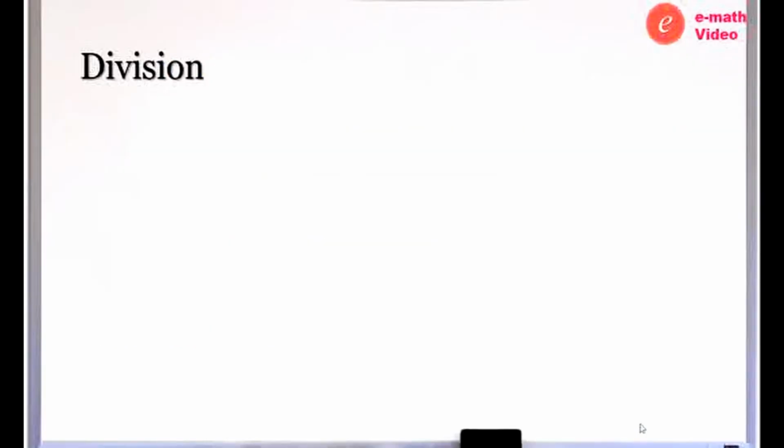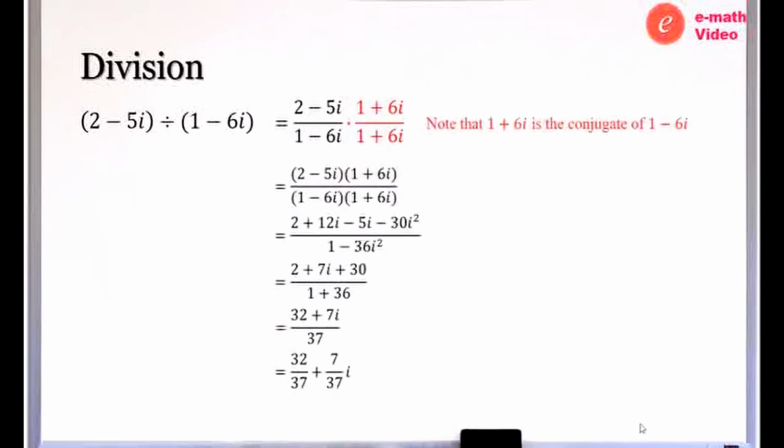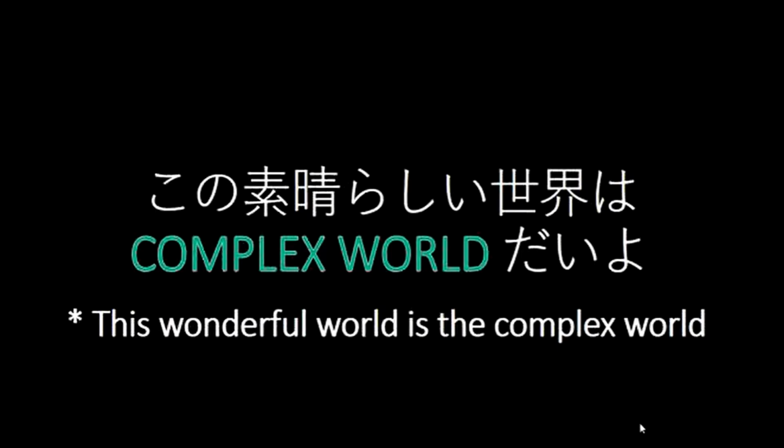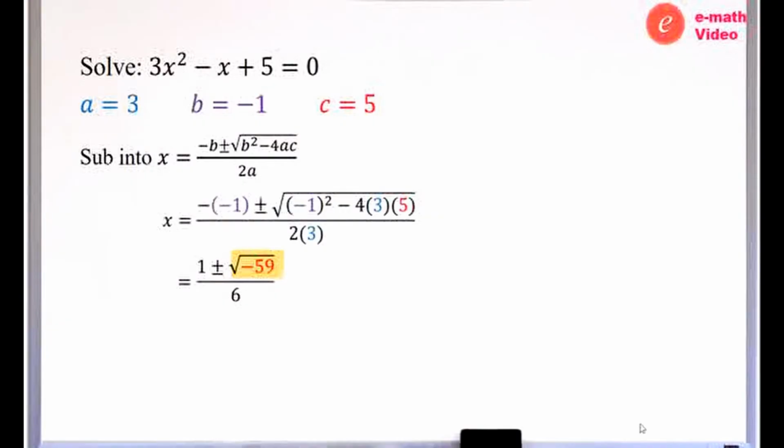When we do division for complex numbers, because we don't want imaginary numbers in the denominator, we write in fraction form, then multiply by 1 using the conjugate of the denominator to form the symbol of 1. At the end, we just have to write in the form a plus bi, and we are done. Alright, Kono Subarashii no Sekai wa complex wo da yo. Okay, we can now come back to solve this. After a visit to complex world, we know that negative 59 is negative 1 times 59.